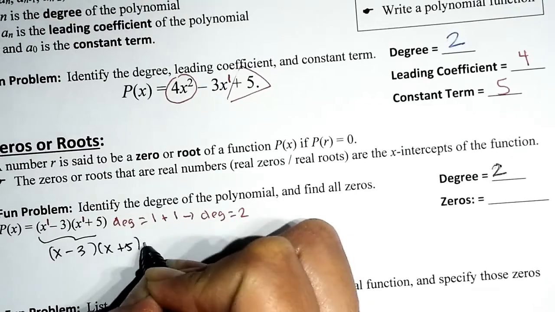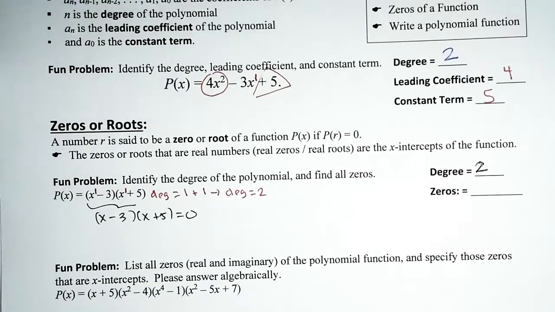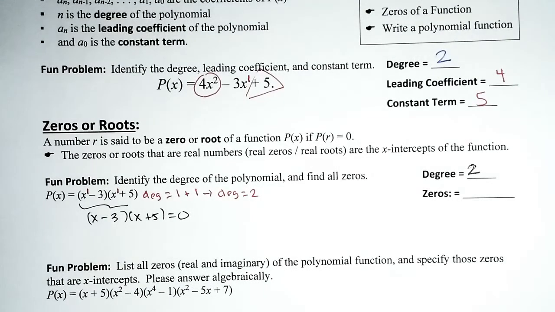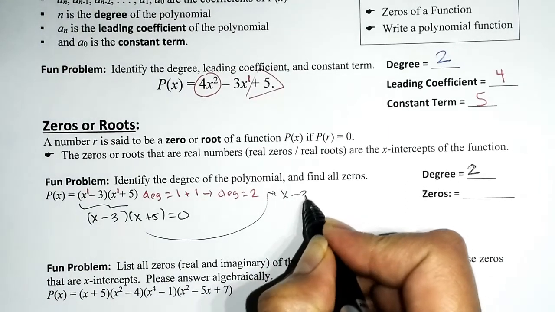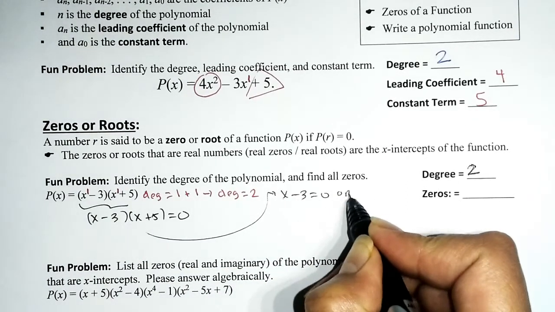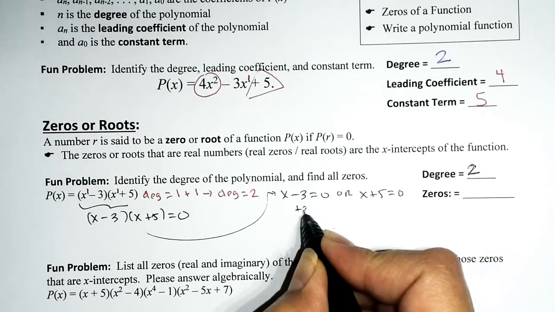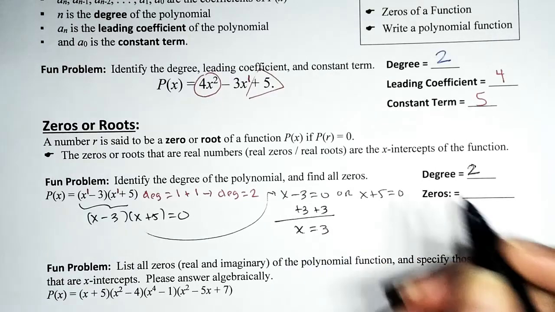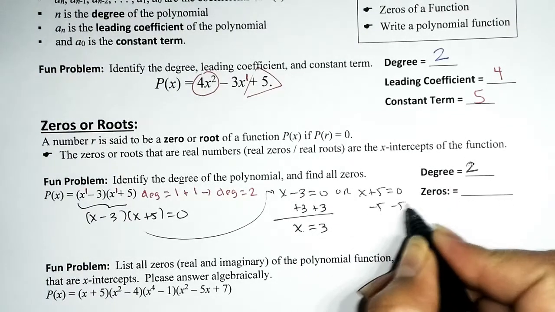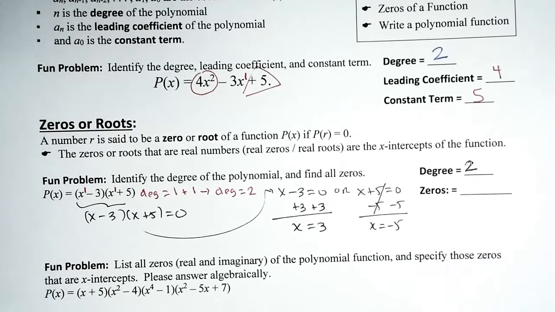So right now we have that a product equals 0. If a product equals 0, then there's no way around it. When we apply the zero factor property, one of these factors has to equal 0. So either the first factor equals 0 or the second factor equals 0. So if the first factor equals 0, after we add 3 to both sides, that will give us x equals 3. If the second factor equals 0, after we subtract 5 from both sides, that will give us negative 5.